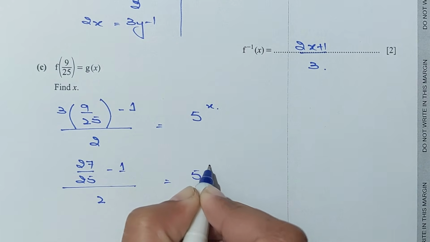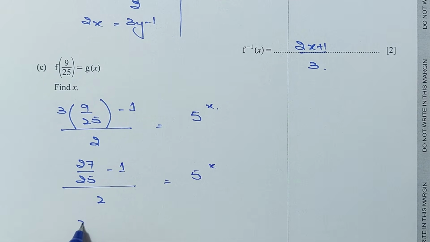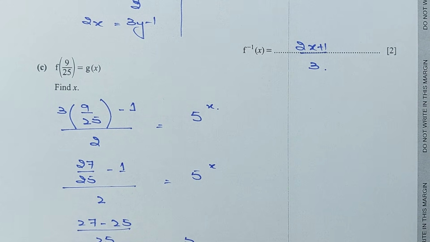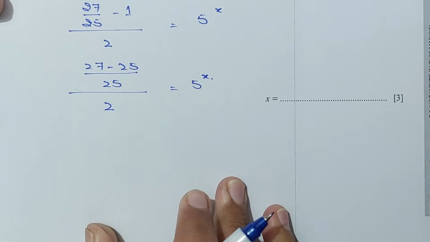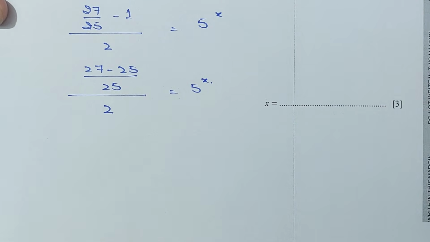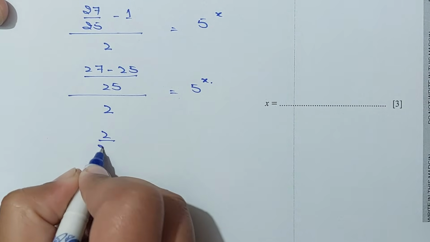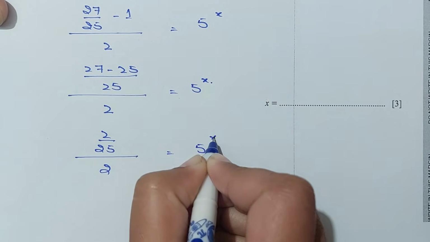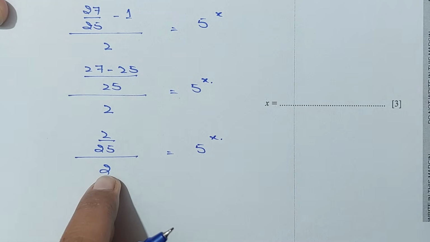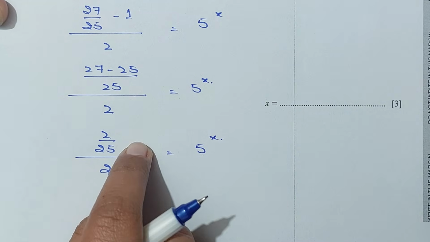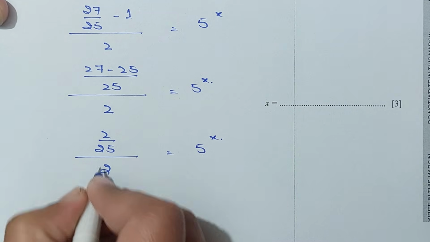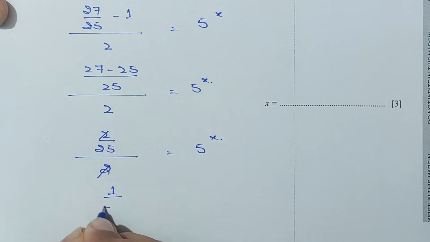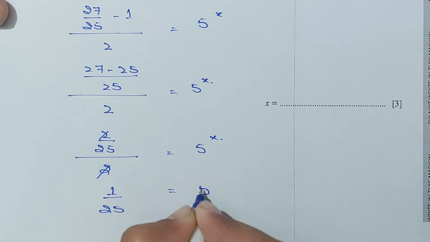This is 5 to the power x. Okay, so this is (27 minus 25) divided by 25, and the whole divided by 2, is 5 to the power x. All right, 27 minus 25 is just 2. So 2 by 25, whole divided by 2, is 5 to the power x. So this is 2. Shifting over here, they both cancel out. So we are left with 1 over 25 equals 5 to the power x.